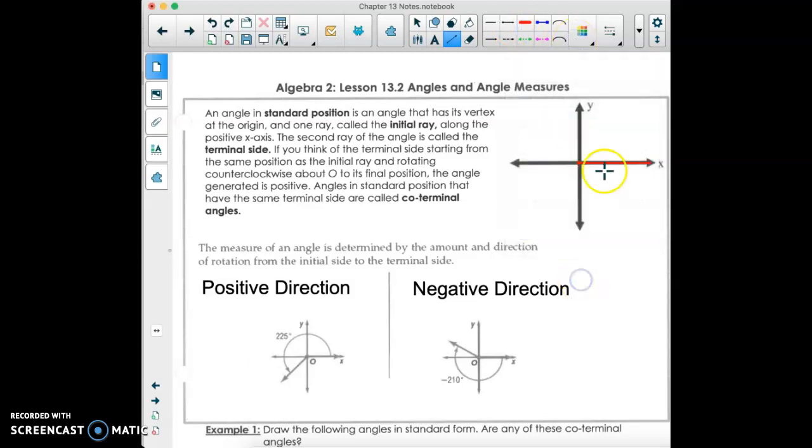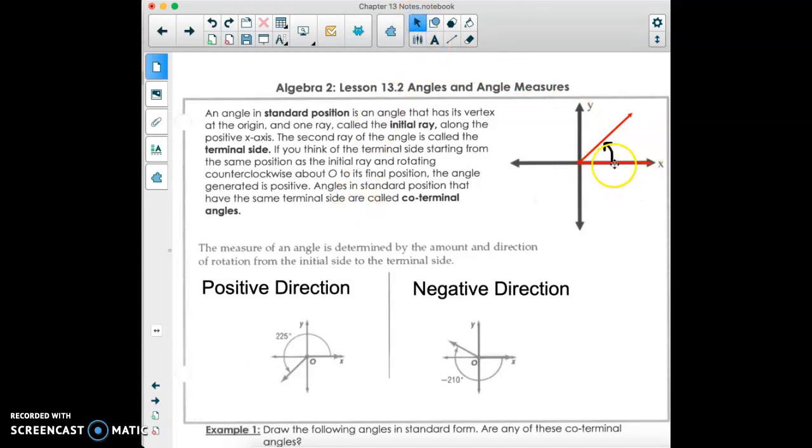We then have something called the terminal side, which has its vertex in the same place, but it is where our angle ends. So I have the initial side and I have the terminal side. I would label this on your paper. It's really hard to do in Smartboard, so I'm not going to. But I also then draw this little arrow to indicate the direction of my angle.